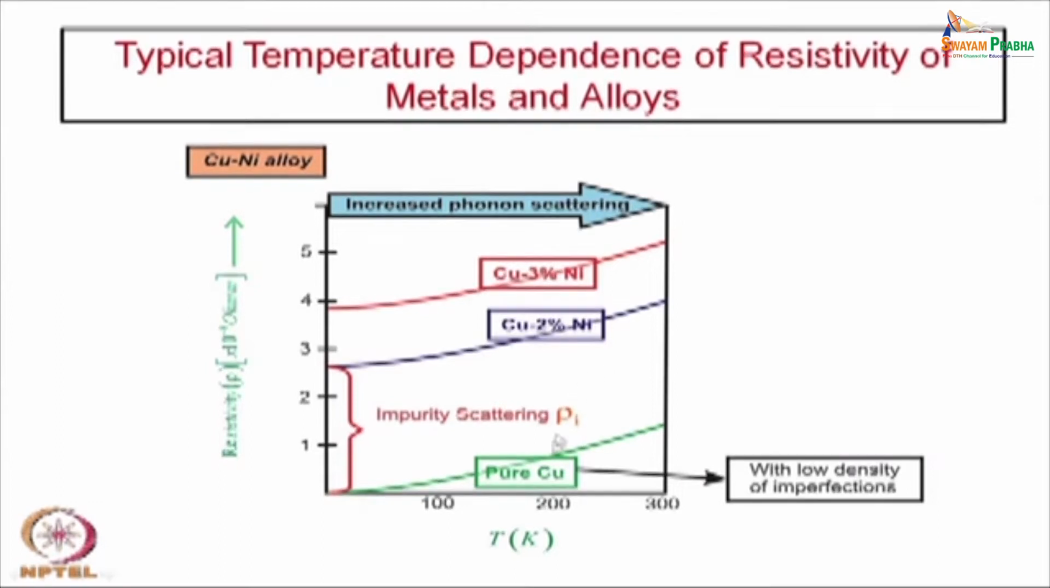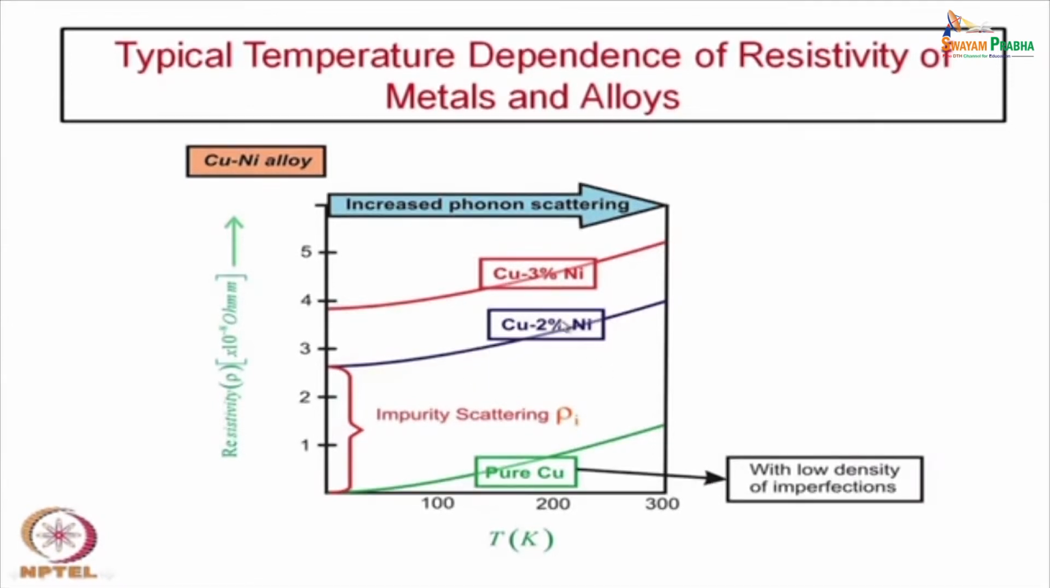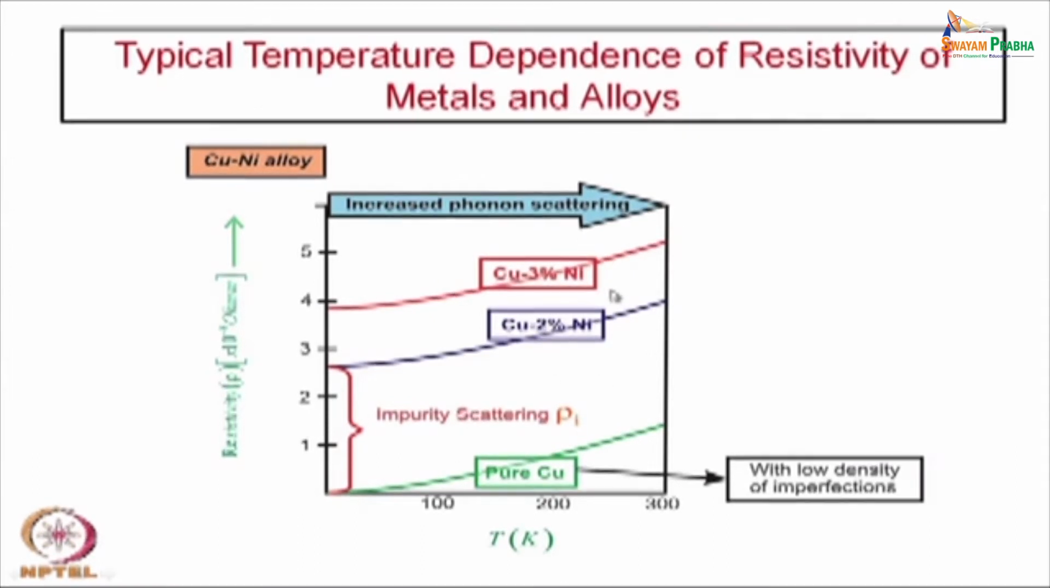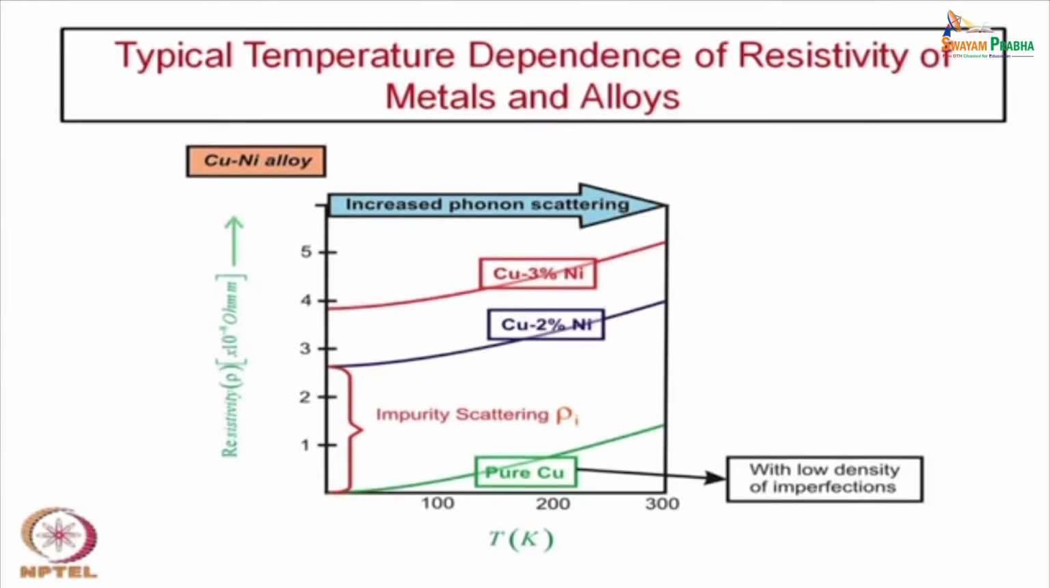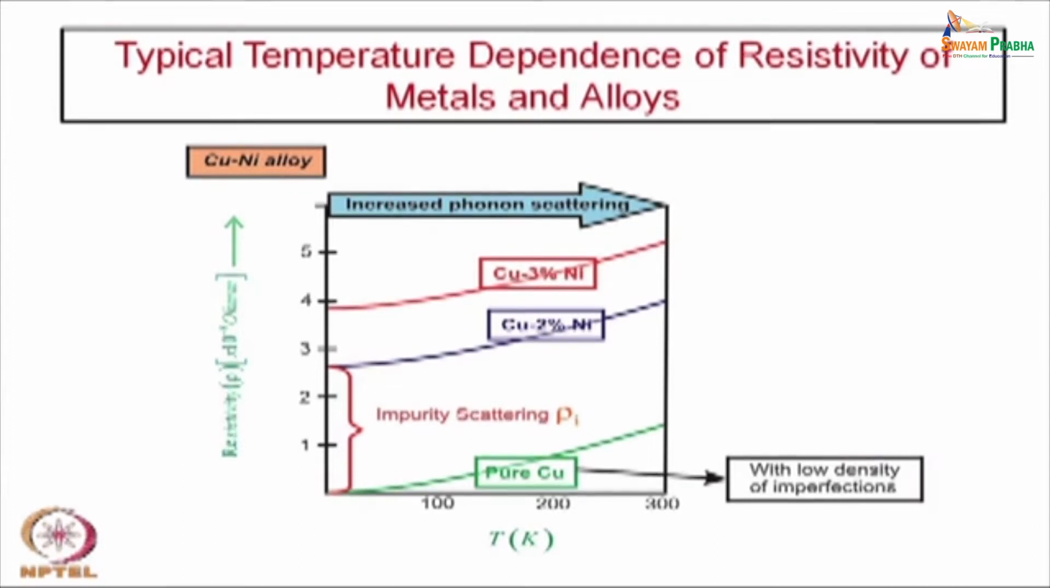This is the effect of impurity atoms. This is pure copper. If we add some amount of nickel, either 2% nickel or 3% nickel, over and above the temperature effect, there is an effect of impurity as well. In fact, that is a common phenomenon for almost all metals, that whenever you add some impurity to the system or to the pure material, its resistivity increases in addition to the temperature effect. So, that is what has been given here. This is what we call impurity scattering. We will come to that later.